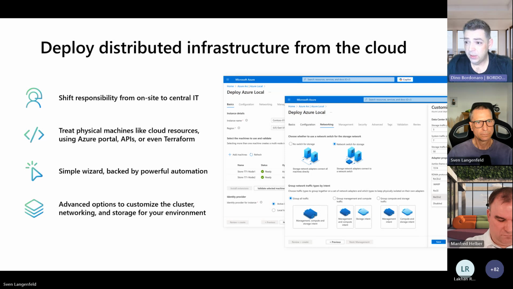And with the same kind of automation, when you have changes, you can roll it out to your whole fleet, because fleet management is also a functionality in Azure, in the Azure portal, which is still in preview, I think, Manfred, right? It's not there yet.